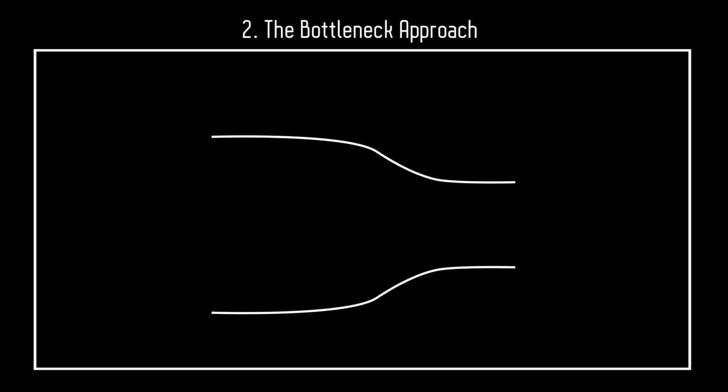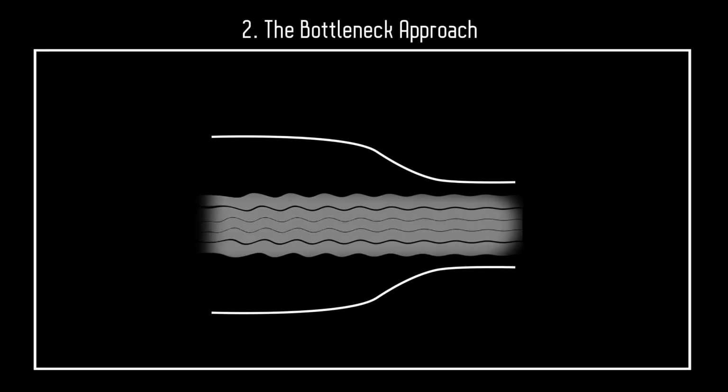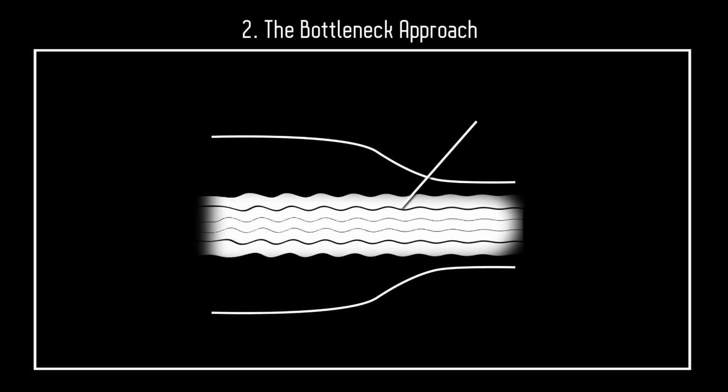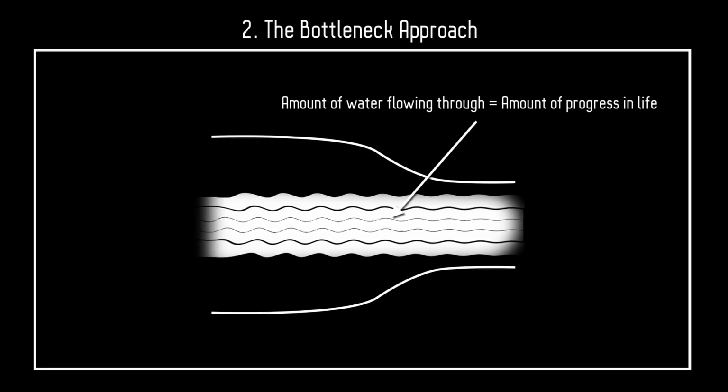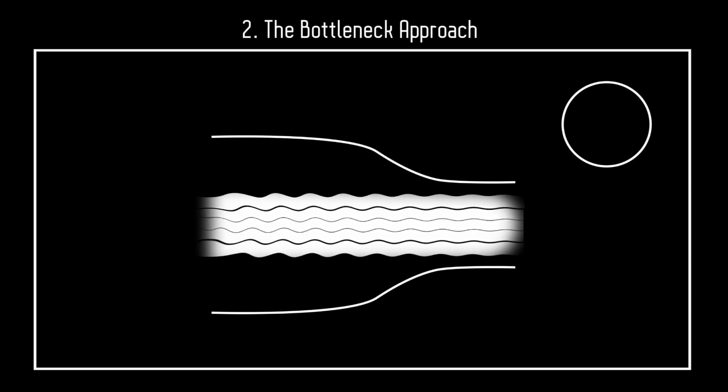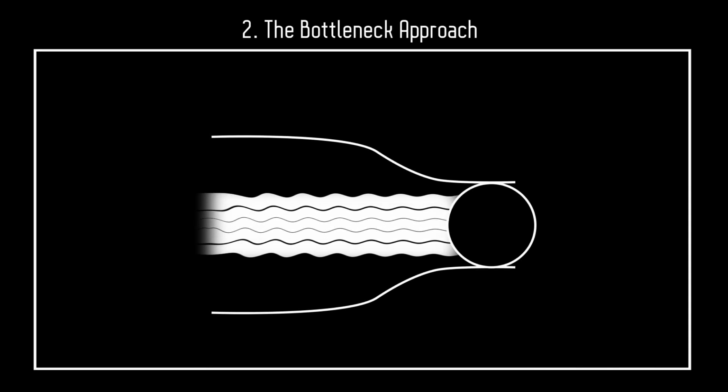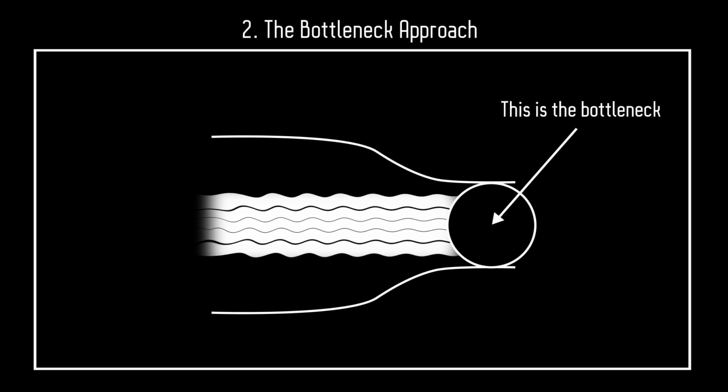Now we can finally move on to the bottleneck approach. To understand the bottleneck approach, you can first imagine a tube, bottle, or something where water can flow through. And imagine that the amount of water that is able to flow through this point is the same as the amount of progress you're able to make in life. Now imagine there's an object at this point preventing water from flowing through. This object represents the bottleneck, and unless you remove this bottleneck, the water will never be able to flow through. In other words, unless you remove this bottleneck, you're never going to be able to make progress in life.